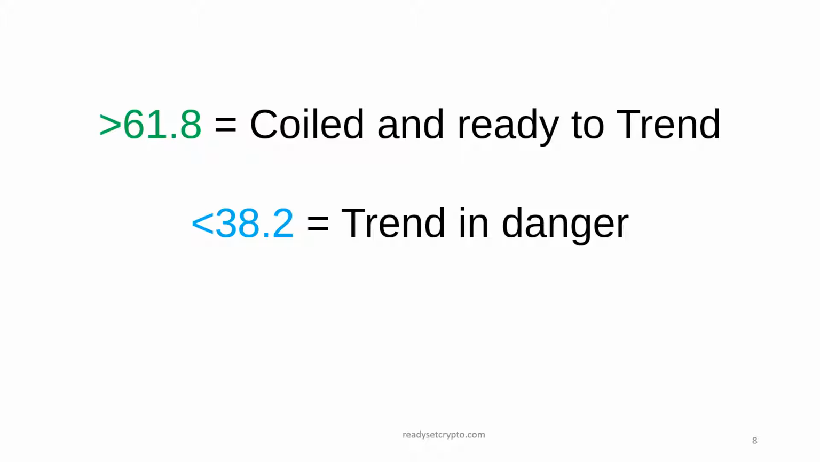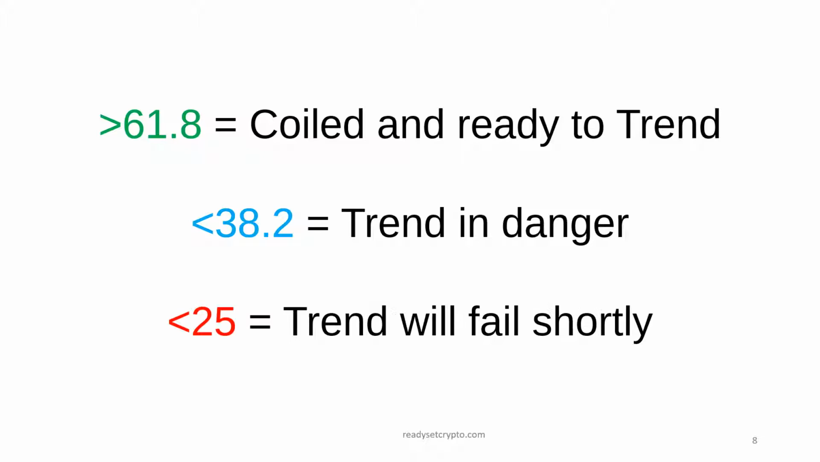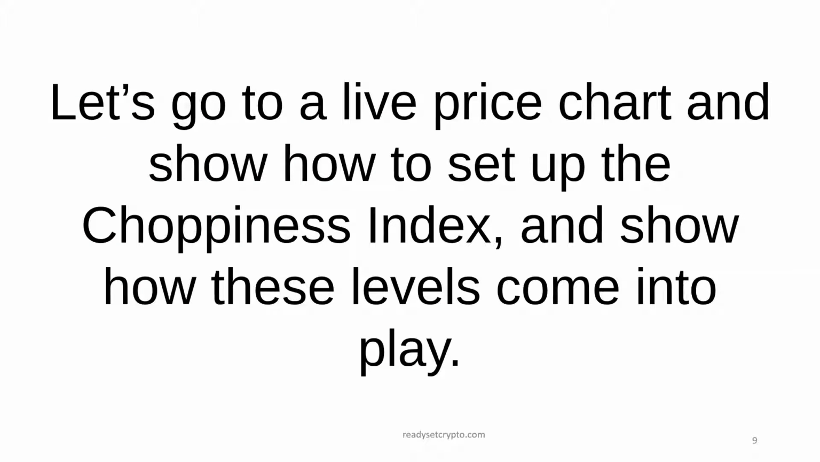So it's trended for quite a while. It's lost a lot of energy. That trend is now in danger of moving into consolidation. And then typically if we see an energy level below 25 for that trend, that means that that trend has been extraordinarily linear and it will fail shortly. Let's go to a live price chart and show how to set up the Choppiness Index and show how these levels come into play on a live chart.